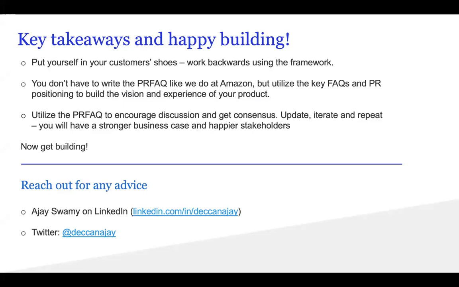Number two, the PRFAQ, the way we write it at Amazon, you don't have to adopt exactly the way we do it, but you can utilize some of the facets and the methodology depending on the culture of your organization. So for example, if you're a PowerPoint deck-based culture, you can certainly utilize some of the key elements in a deck, answer some of these key questions, the FAQs, if you will, and present the same information in a similar manner. The goal is for you to be thorough and well thought out, be critical about what you're building, and make sure that you've understood all of the risks.